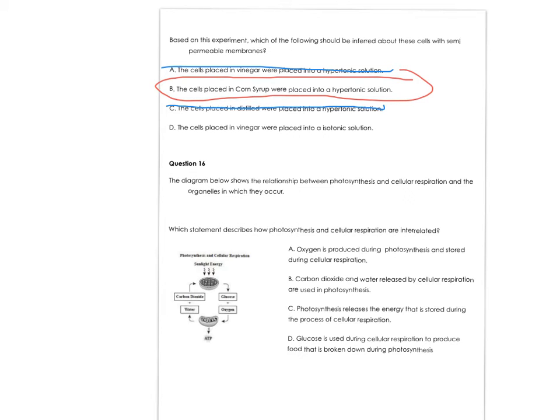Cells placed in vinegar placed in an isotonic solution. Isotonic means equal. That is not correct here. All right, so the only possible answer is B.